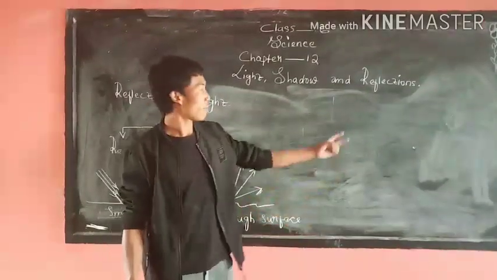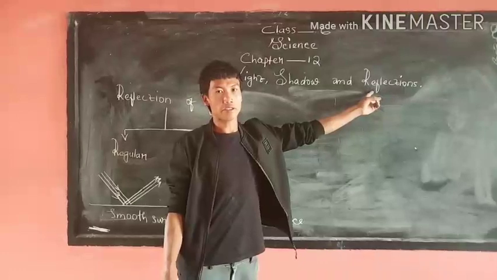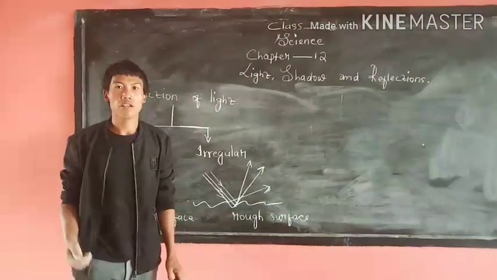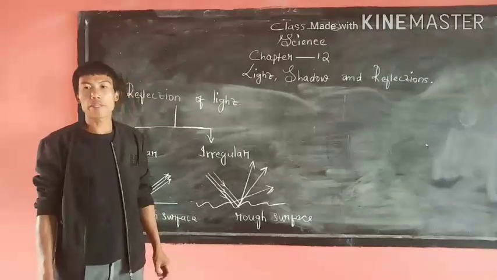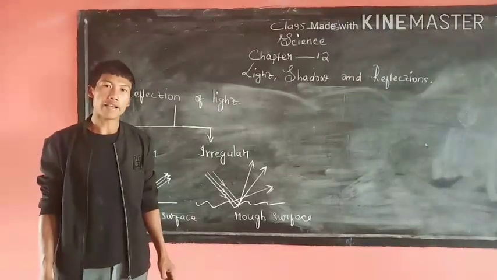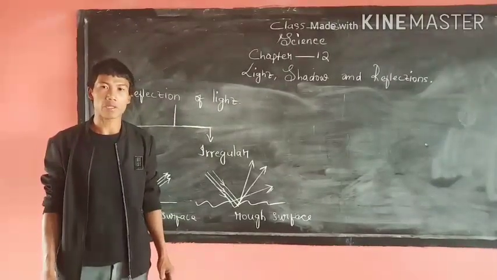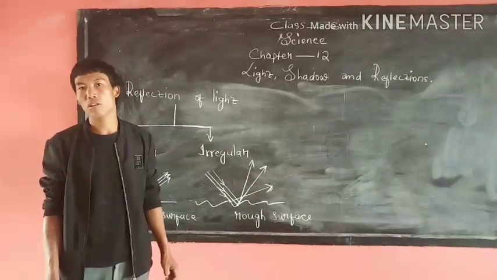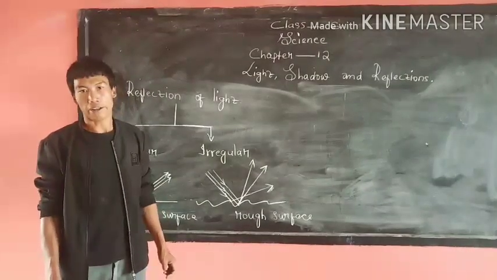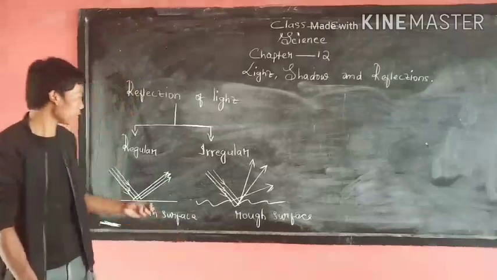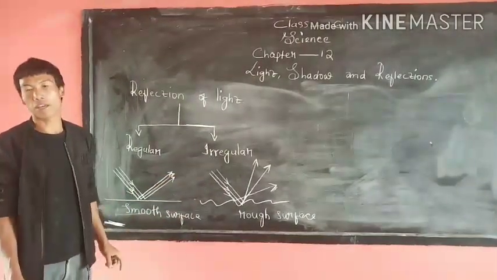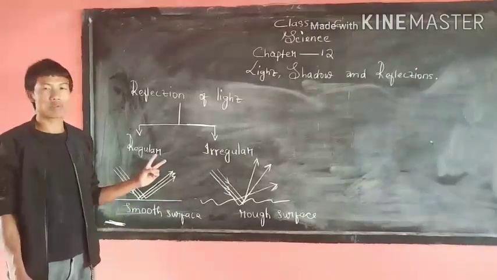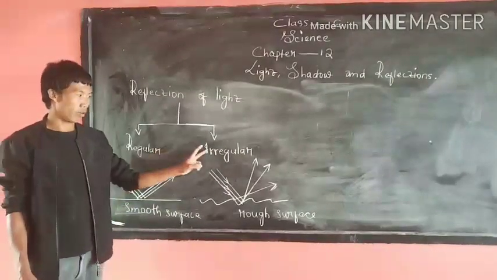Coming to the third part of the chapter, there is reflection. So let me explain what is reflection of light. The phenomenon or the process of light rays bouncing back after striking the surface is called reflection of light. It is of 2 types, regular and irregular reflections. So let me explain the difference between regular and irregular reflections.